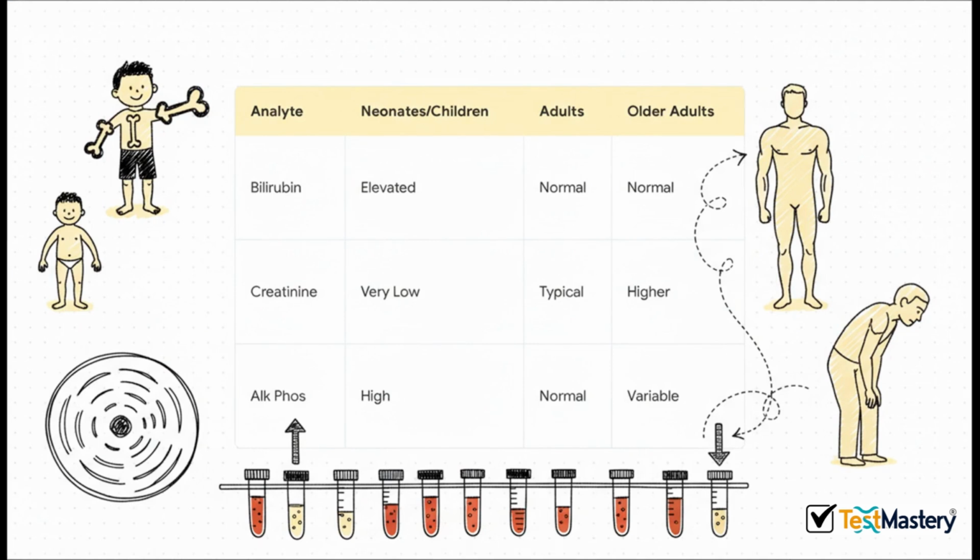This table shows a few examples. Alkaline phosphatase, it's way high in kids because their bones are growing. Creatinine is super low in newborns because they have so little muscle. This is exactly why labs have different normal ranges for different ages.